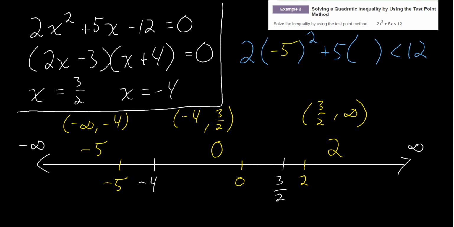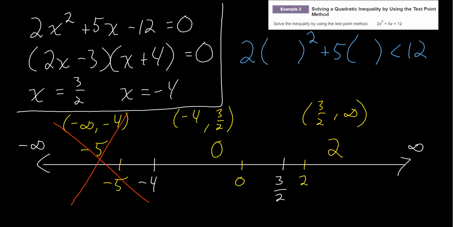All right, -5 squared is 25. 2 times 25 is 50, so we have a 50 here. 50 plus 5 times -5, which is -25, so 50 minus 25 is equal to 25. Is 25 less than 12? No, 25 is greater than 12. So that means this is going to be a false statement. Since it's a false statement, this will not be a solution.